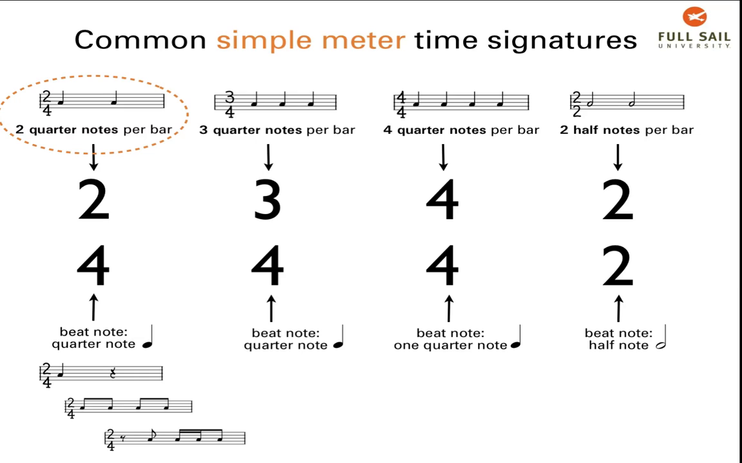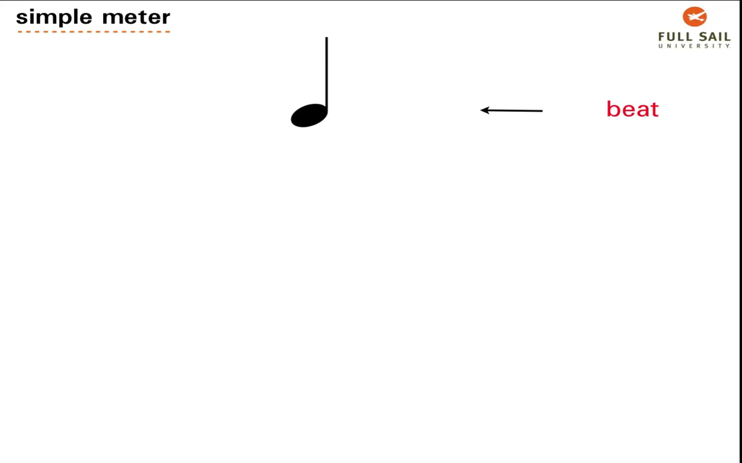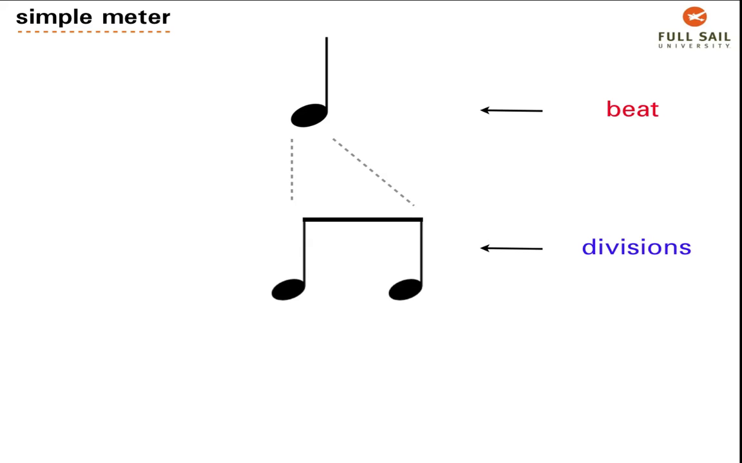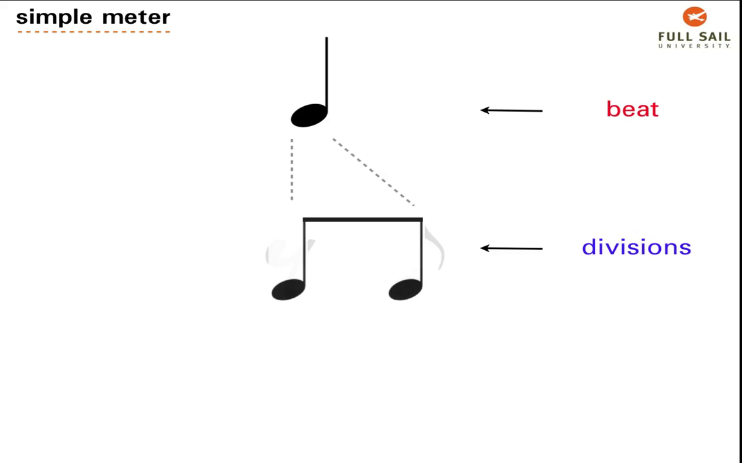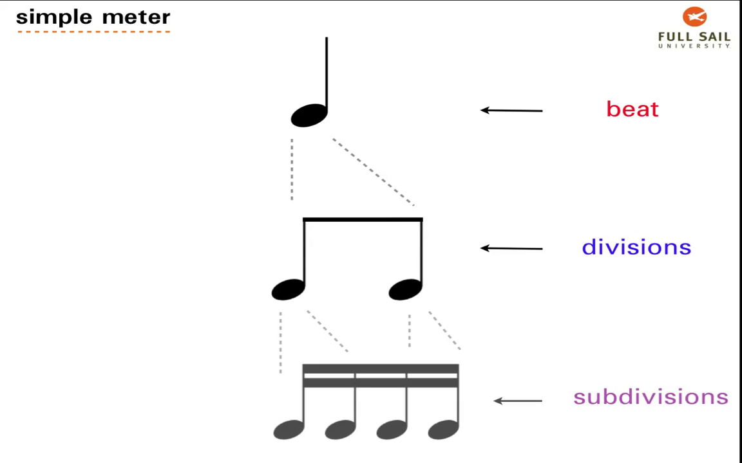In the more common simple meter time signatures, such as 3/4 and 4/4, since the bottom number is 4, the beat note is a quarter note. And that primary quarter note pulse, or beat, can be naturally divided into 2 eighth note divisions, or 2 eighth rests, or one of each. Each eighth note division can be further divided into 2 16th note subdivisions.